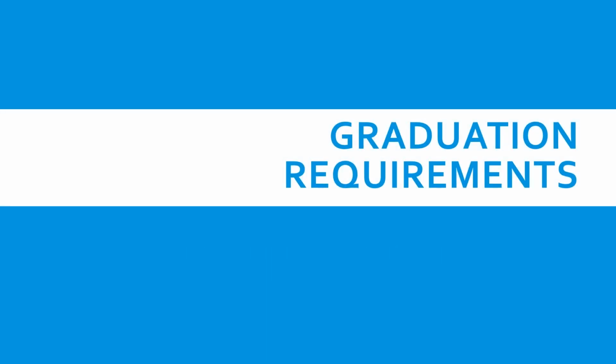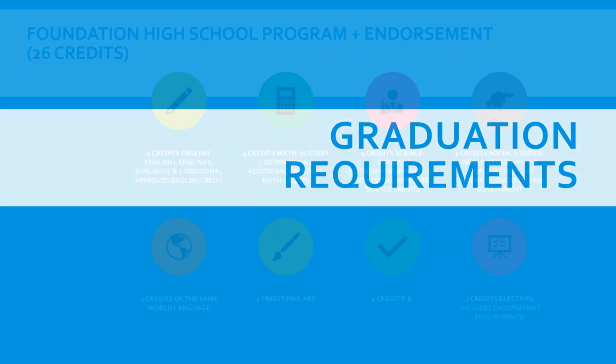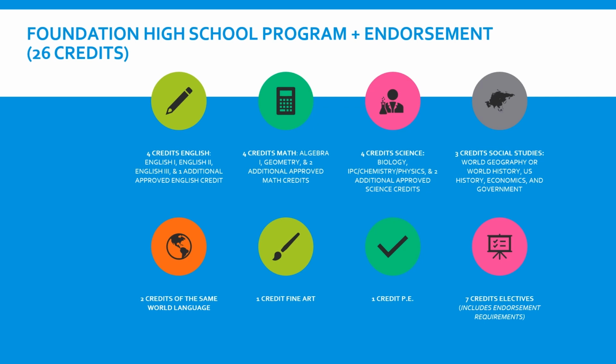And now, a quick recap of the graduation requirements. Be sure that classes you select meet your graduation requirements. Remember, you need 26 credits to graduate: 4 English, 4 Math, 4 Science, and 3 Social Studies, 2 World Language and Culture, 1 Fine Art, 1 PE, and 7 elective credits.